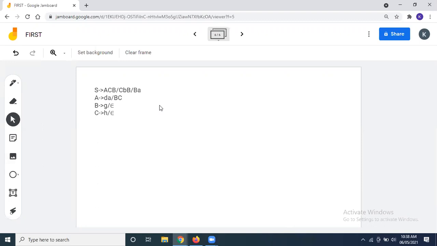So find first of S. What will you get in first of S? Terminals d, g, e. Now we will see here one by one.